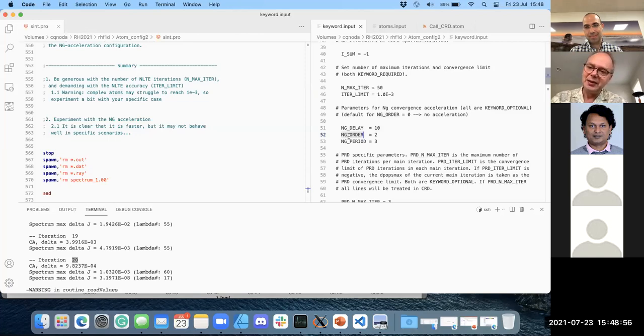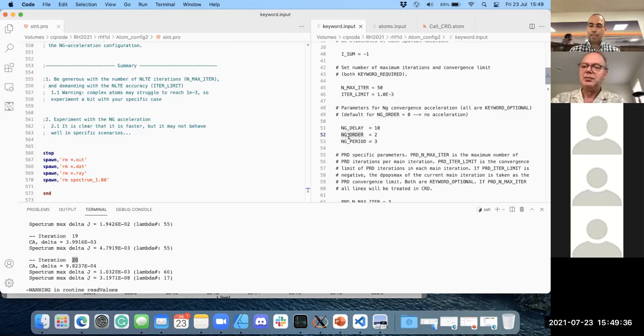Sorry. Can I ask a dumb question? Sure. So if the NG acceleration producing negative populations makes the scheme explode, why can't you just add a little check so that if the acceleration attempt produces negative populations, then discard that and do a regular iteration? Yes, you could do that. That might be a good idea.